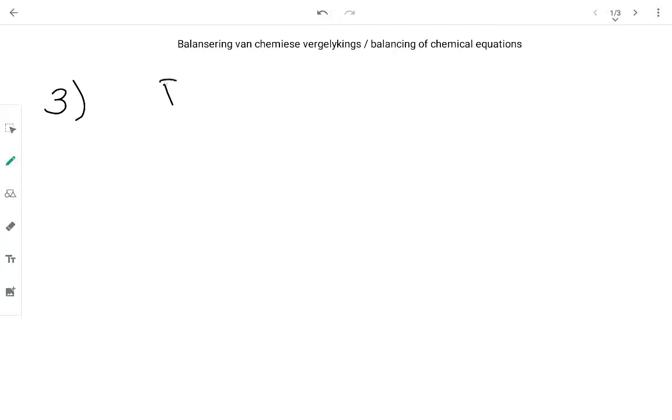So rewriting it from the page, P4 reacts with O2, which forms the compound P2O3 as the product. It's a quick recap from grade 8. Everything on my left-hand side is called my reactants, and everything on my right-hand side is called my products.